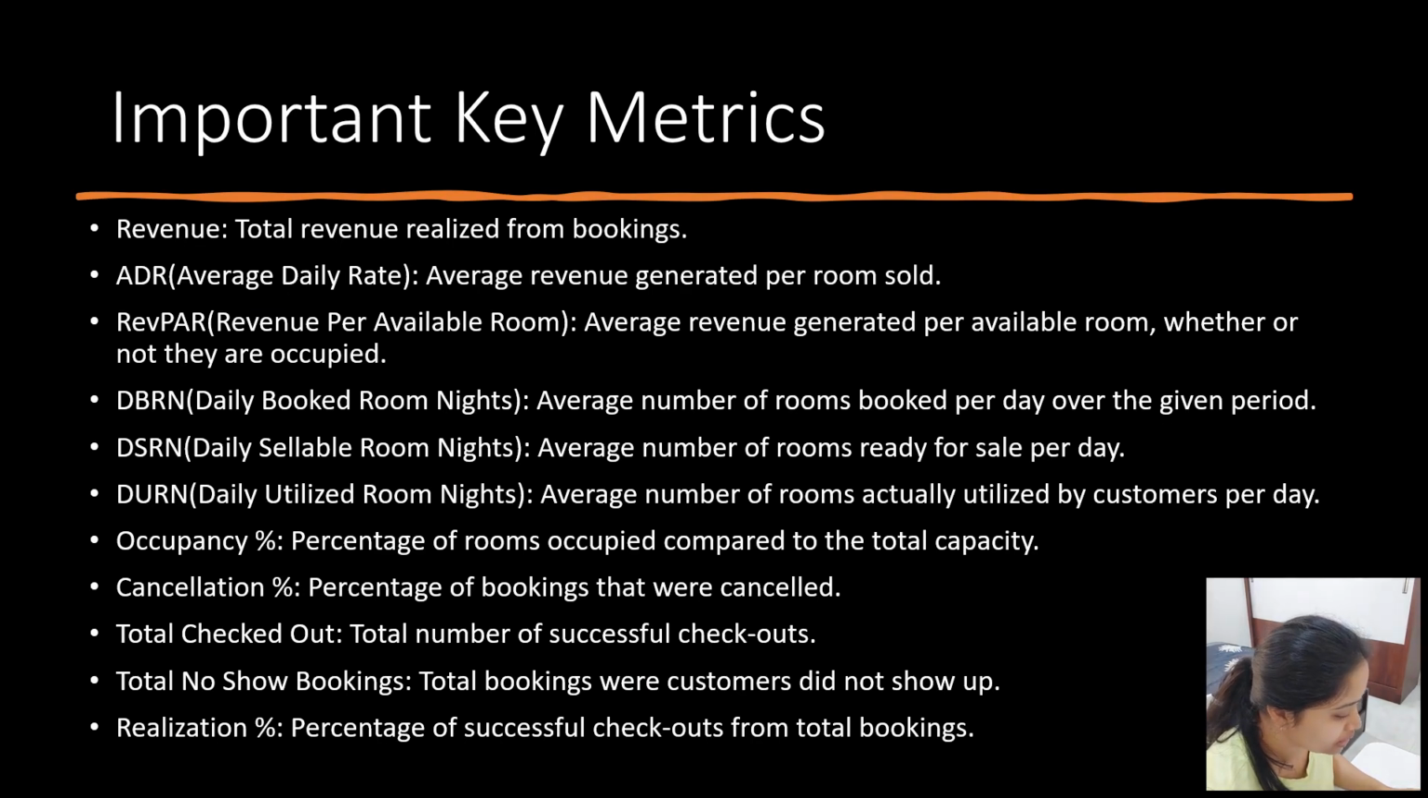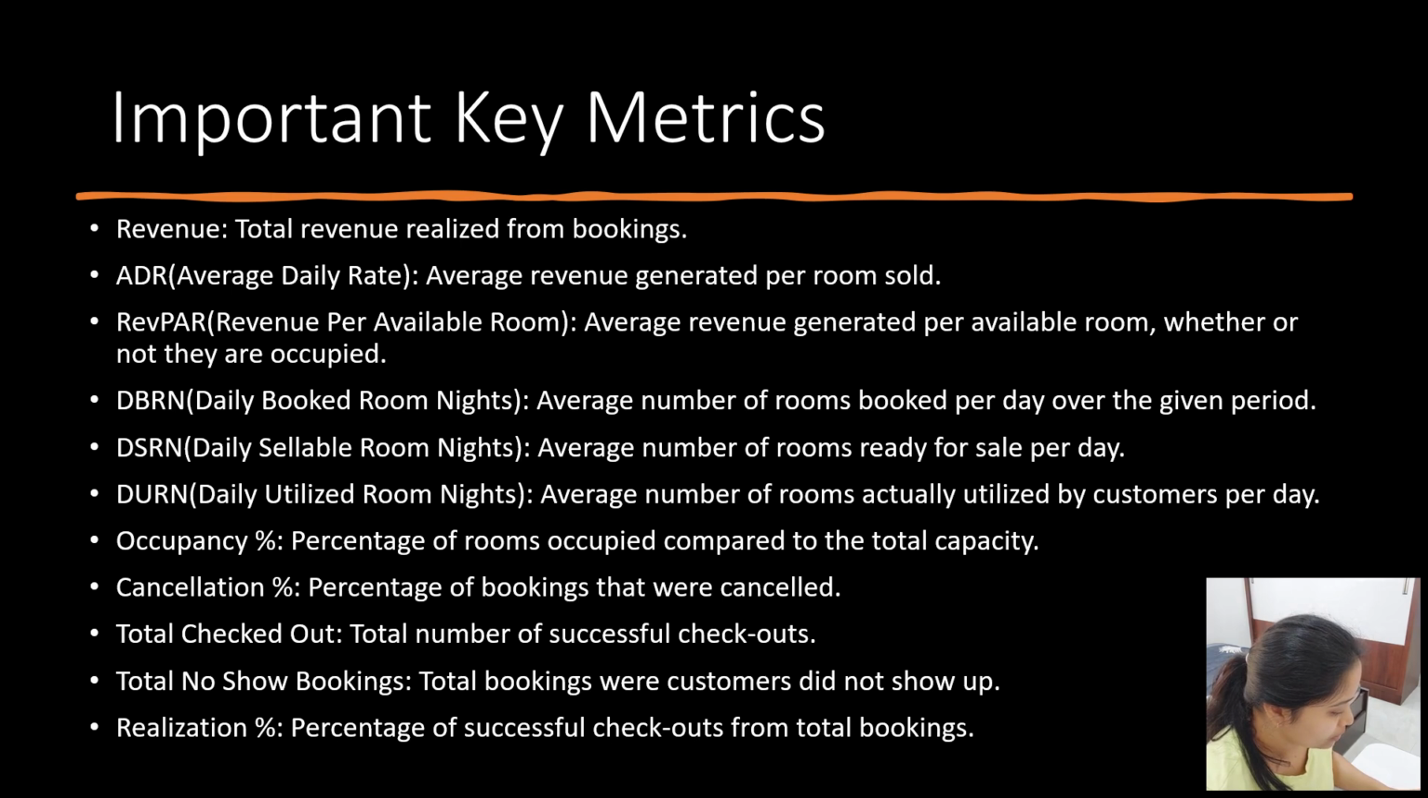Here we have some important key metrics to analyze and understand the project. First one is revenue. This is the total amount of money earned from all hotel bookings. ADR, average daily rate, is the average revenue earned from each room sold per day. Next, RevPAR, revenue per available room, is the average revenue generated per available room, whether it is occupied or not. DBRN, daily booked room nights, is the average number of rooms booked per day over the given period.